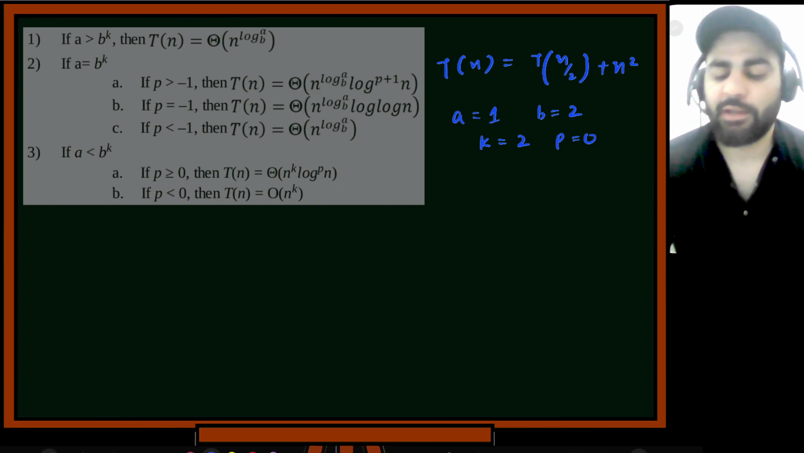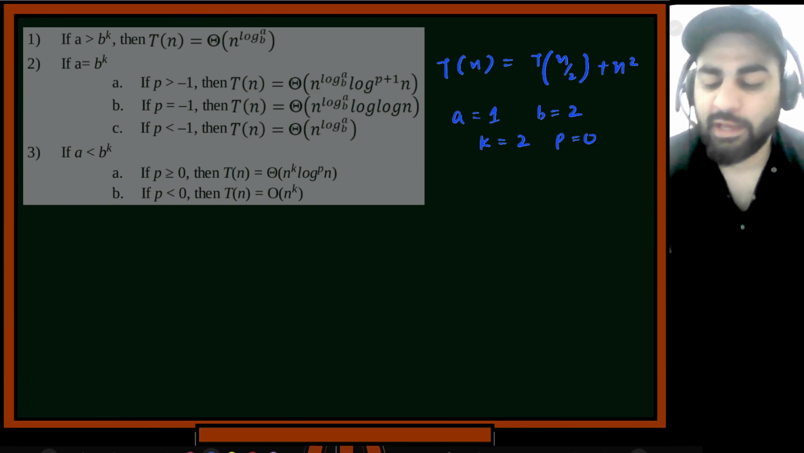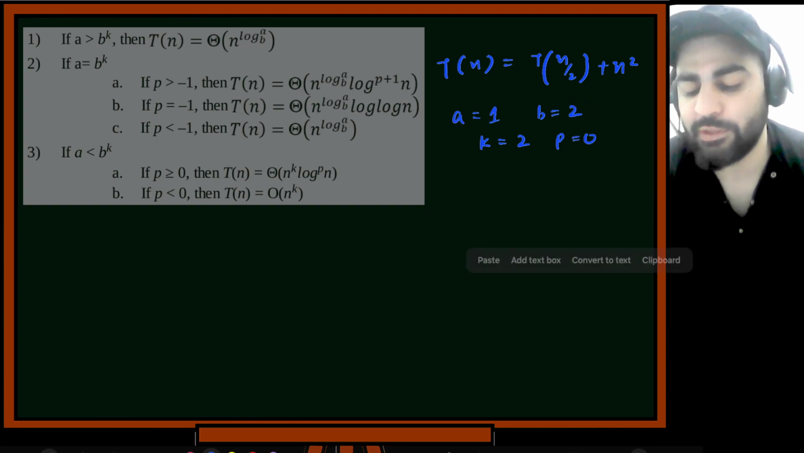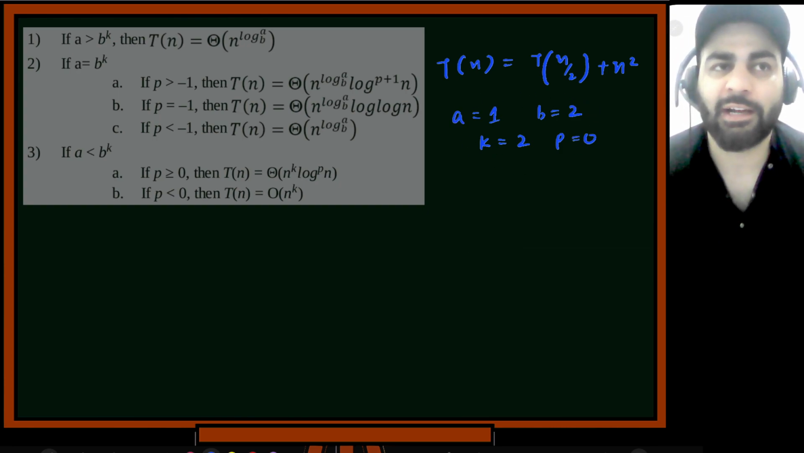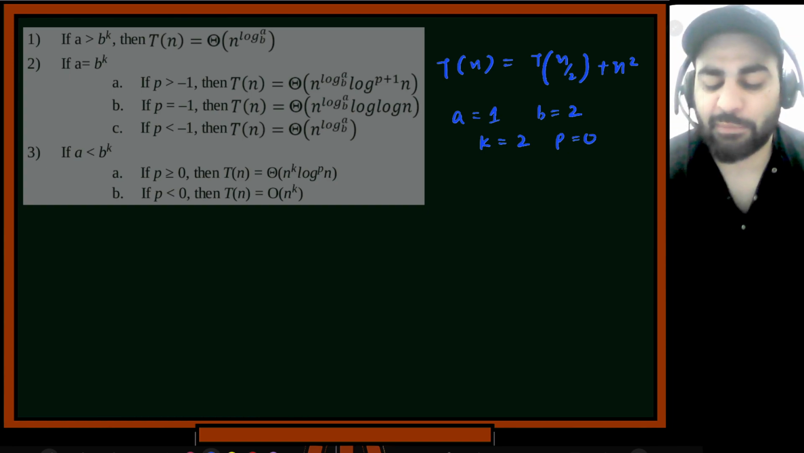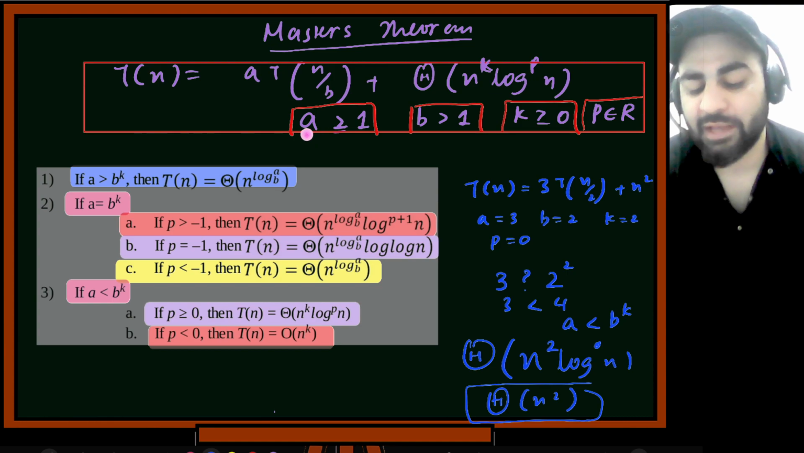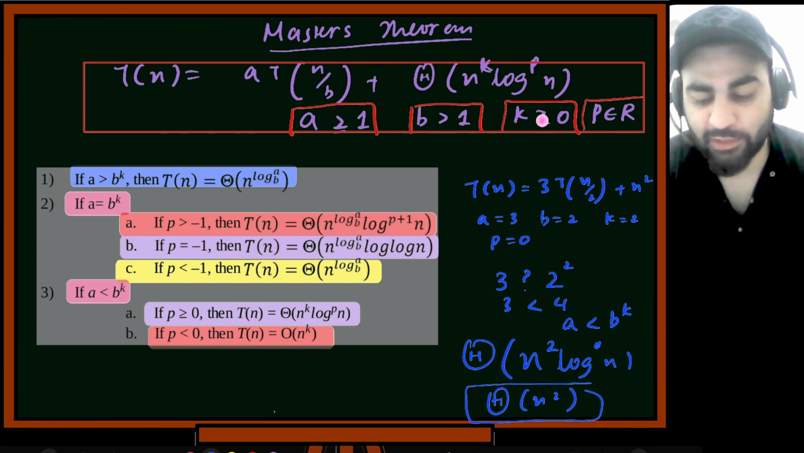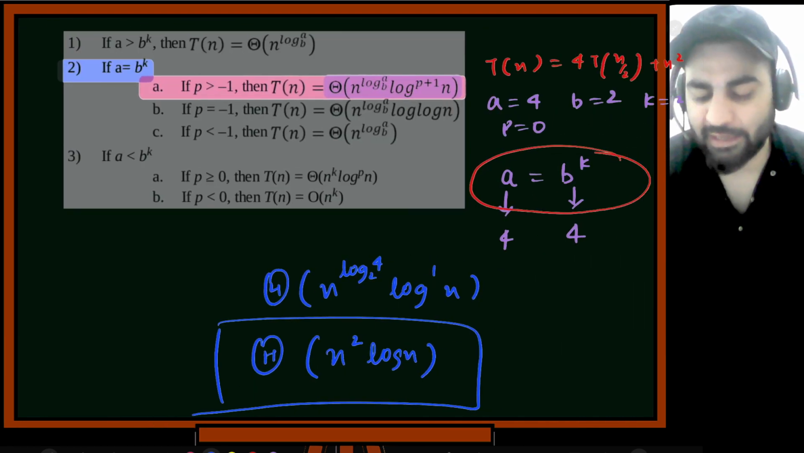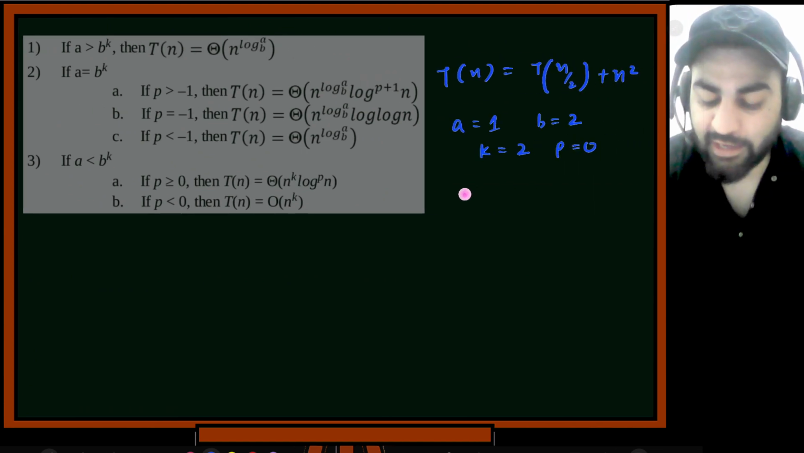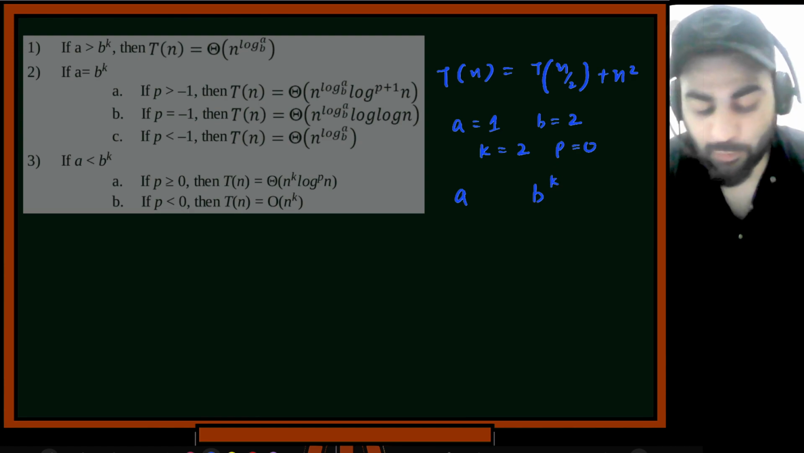p is 0. Now you see the first thing that you have to do is, given this recurrence, let's suppose this is your question. Now you will find these constants and you will see, does it follow the recurrence format that is given by the Master's theorem. Okay, here we have written that. You just check with it. And here a is greater than or equal to 1, b is greater than 1, k is greater than or equal to 0, p should be real. I think it follows all the constraints. Now we'll check a and b to the power k. Okay, what is a here? 1.